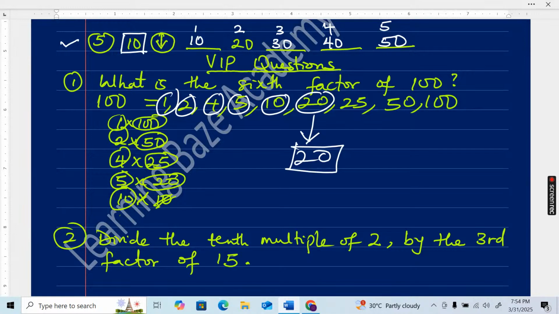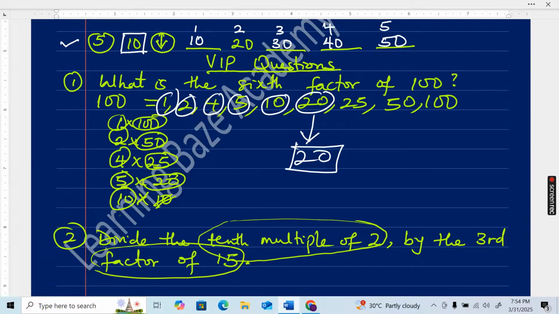Yes, yes, yes. I'm expecting everybody to post their answer. Make sure your name is beside your answer now. I have posted my answer. What will your answer be? Divide the 10th multiple of 2. Go and find the 10th multiple of 2 first. What is the 10th multiple of 2? Find it. Divide it by the third factor of 15. What is the third factor of 15? Find it. Whatever you get, divide them.